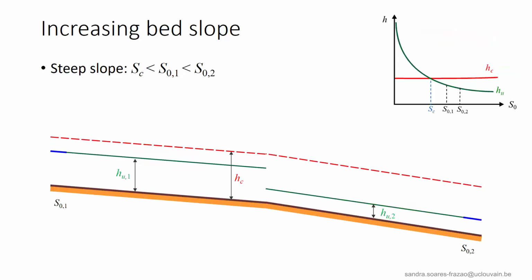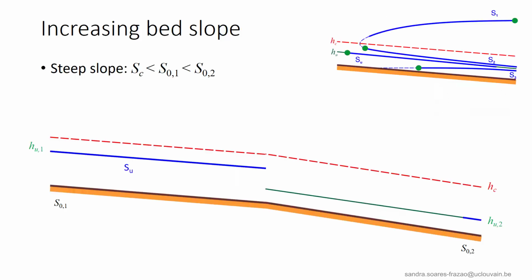We can have a similar situation for steep slopes, with S02 being larger than S01 and both slopes being larger than the critical slope SC. With a normal depth assumed far away upstream and downstream from the change in bed slope, we can only have an SU profile in the upstream reach, because there is no supercritical flow profile that tends to the uniform flow in the upstream direction.